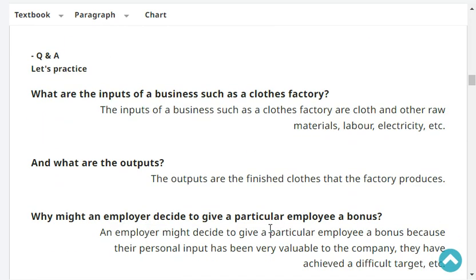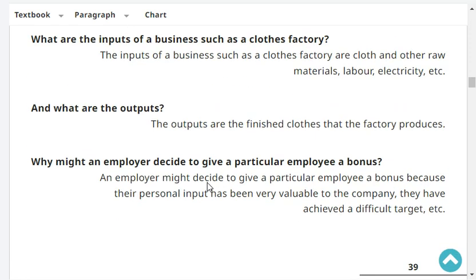What are the inputs of a business such as a clothes factory?